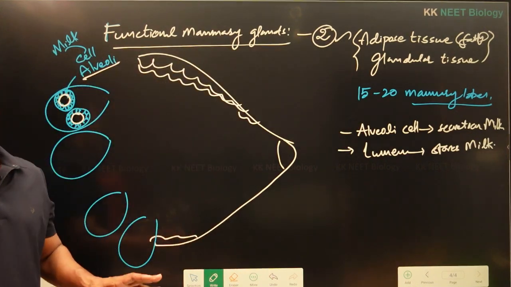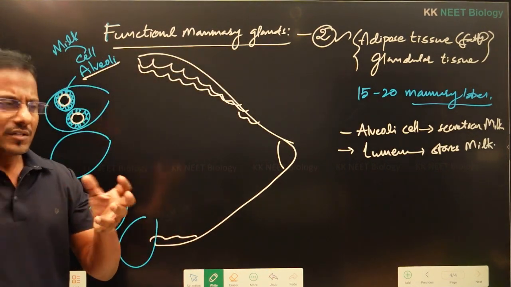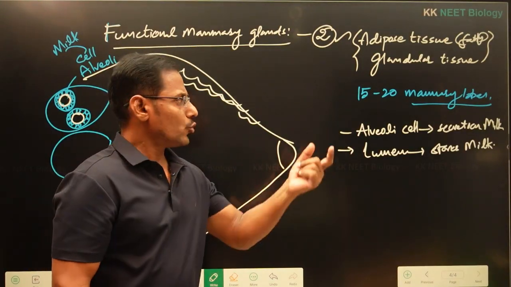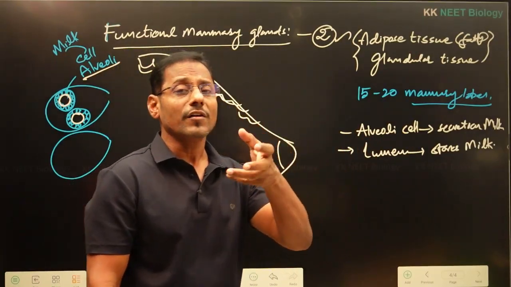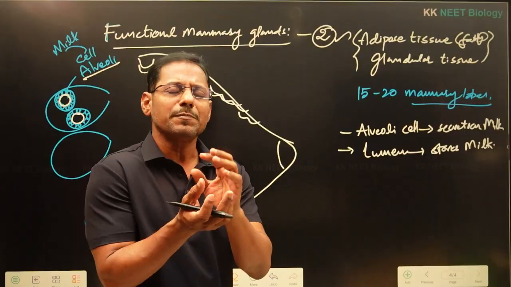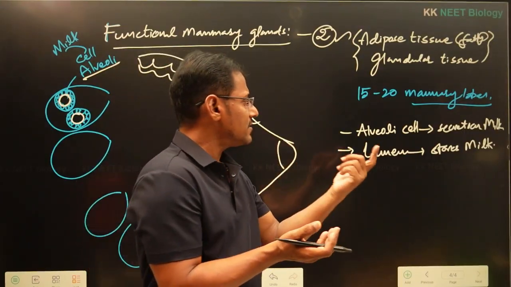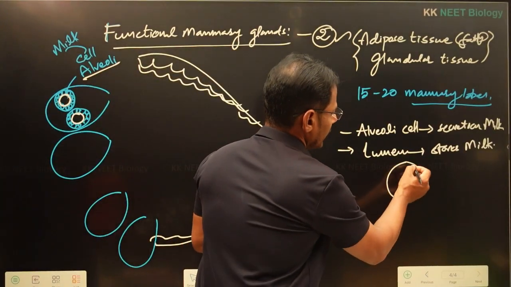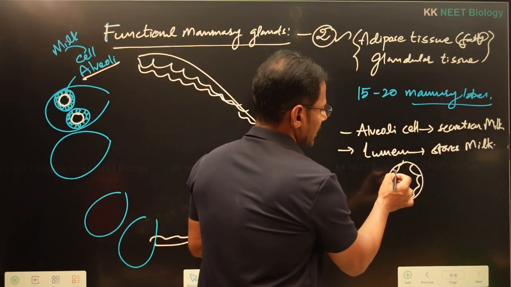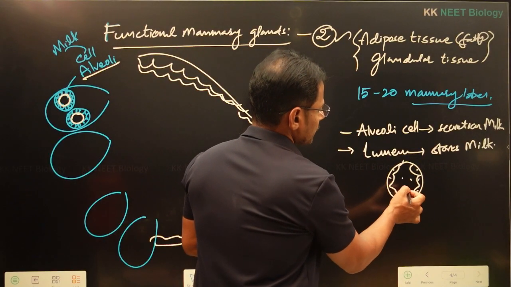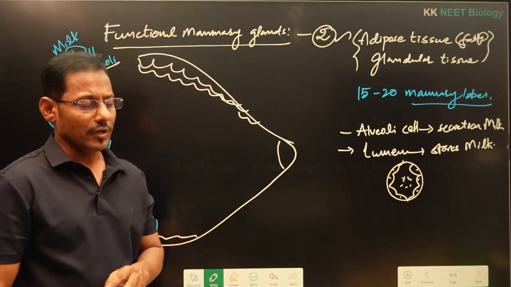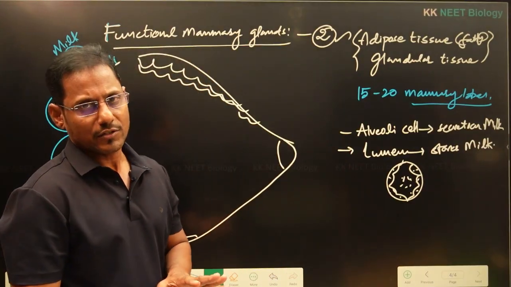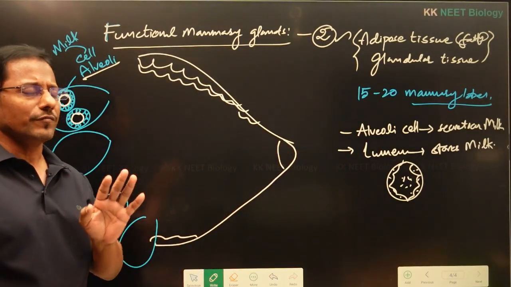You should never be confused, because the lumen is like this: if you take a ball, the wall of the ball is made up of rubber. So we can compare the alveoli cells to the wall of the ball, and you can see the empty space inside the ball. That is the lumen. In the same way, these are the alveoli cells, and the empty space present here is the lumen of the alveoli. These cells secrete milk and this lumen stores the milk inside it, right? So the lumen is responsible for the storage of the milk.